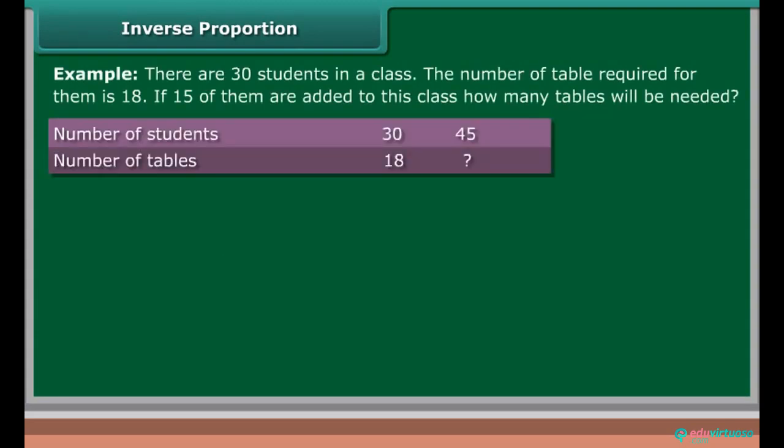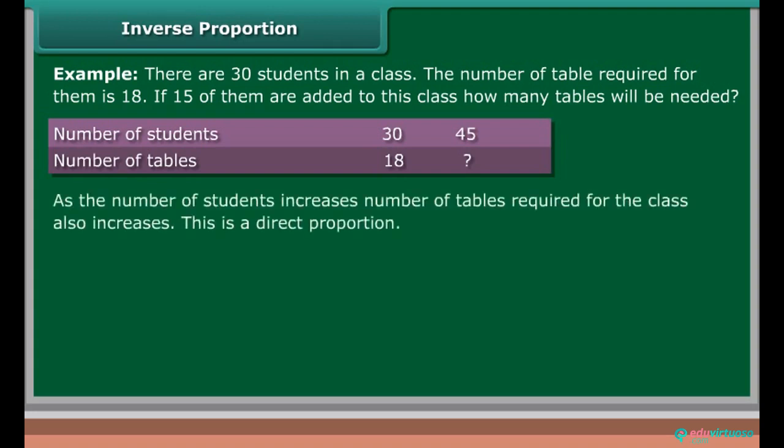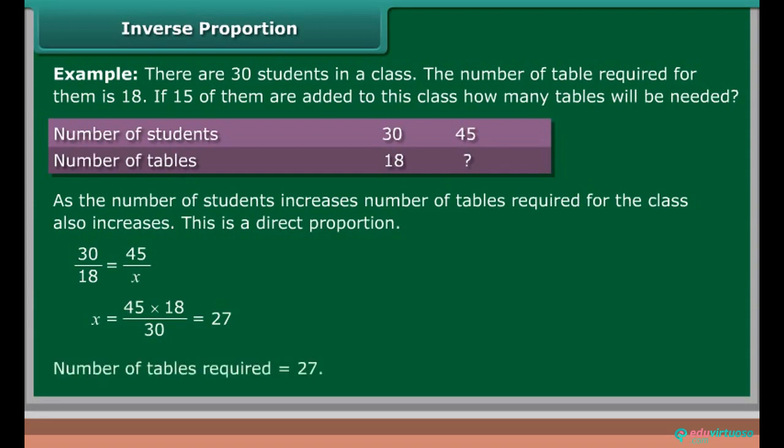Example. There are 30 students in a class. The number of tables required for them is 18. If 15 more students are added to this class, how many tables will be needed? As the number of students increases, the number of tables required for the class also increases. This is a direct proportion. 30 upon 18 is equal to 45 upon X. X is equal to 45 into 18 upon 30, which is equal to 27. Number of tables required is 27.